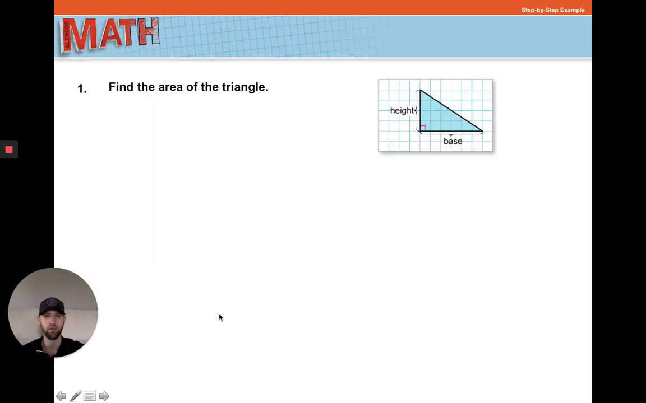Let's try a couple examples. Hopefully you're thinking, okay, this looks pretty similar to what we just did in the parallelograms.